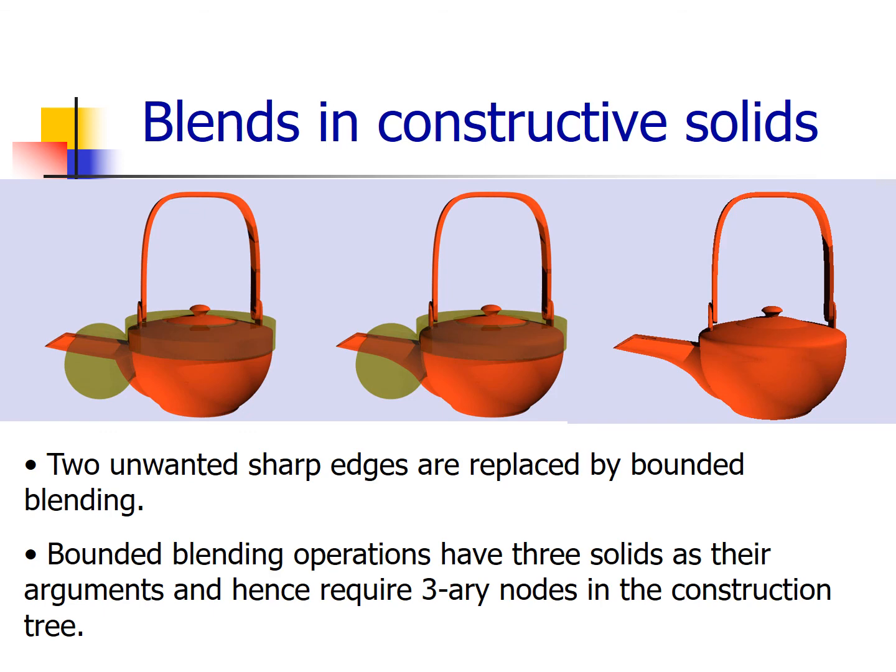The proposed bounded blending operations can replace pure set theoretic operations in the construction of a solid without rebuilding the entire construction tree data structure. The example you can see on this slide. Initially, the model is constructed using set theoretic operations with two unwanted sharp edges in the area of the spout and at the top of the pot body. After applying bounded blending with a complex bounding solid, we got smooth edges on the pot. In addition, bounded blending operations have 3 solids as their arguments, and hence require 3 array nodes in the construction tree.